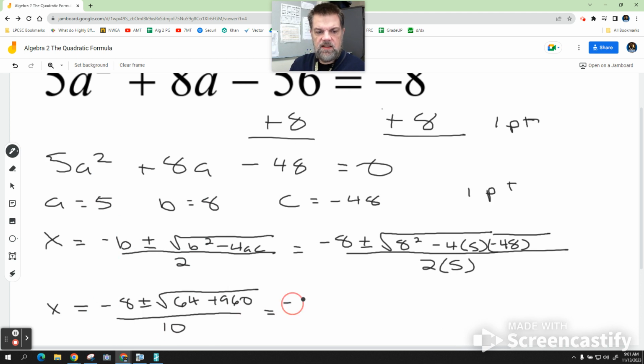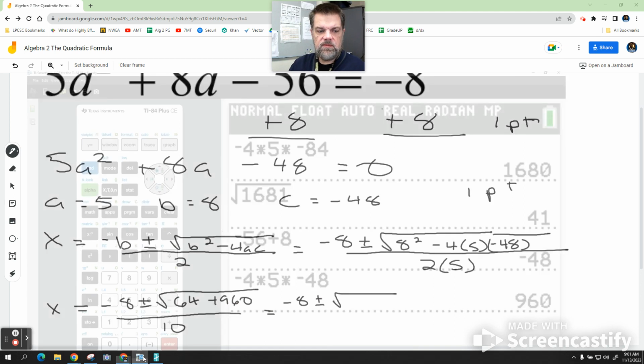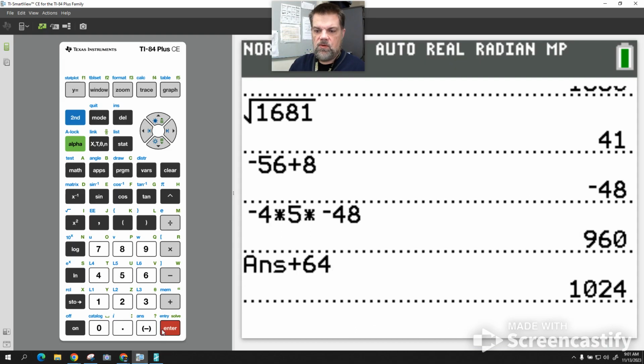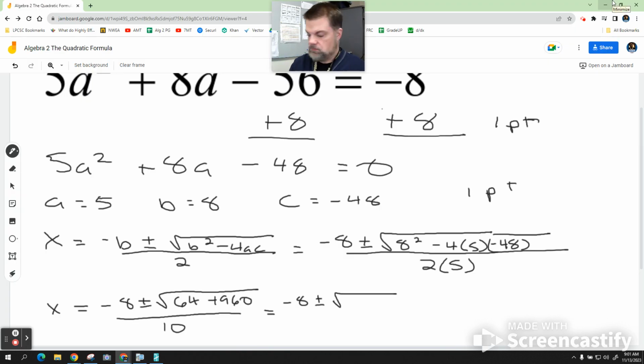Next line, negative 8 plus or minus the square root of, well, if you're not good with adding numbers like that, 960 plus 64, 1024. Oh, I think that is a perfect square. Let me double check though. Maybe not. No. All right. It could be reduced though.